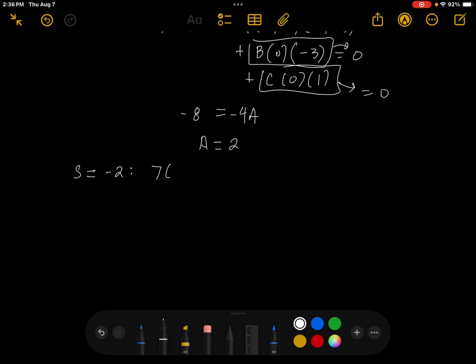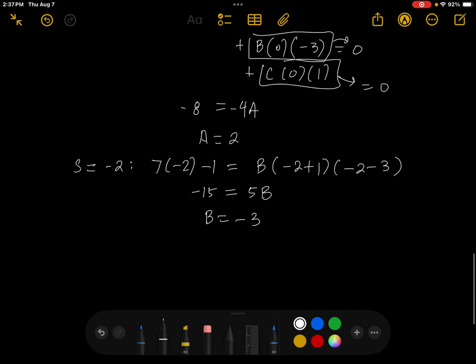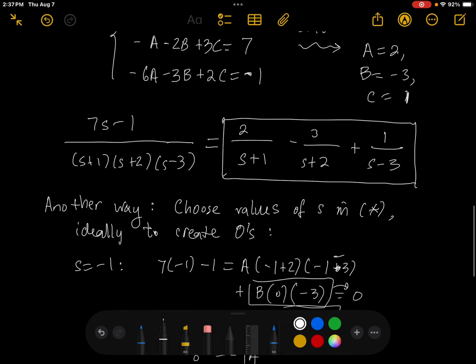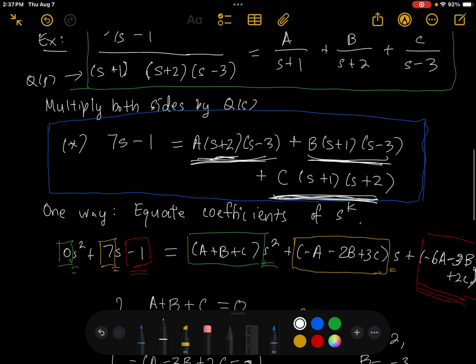That's going to give you 7 times negative 2 minus 1 equals b times negative 2 plus 1 times negative 2 minus 3. And that's going to be negative 15 equals 5b. So you divide both sides by 5, you get b is equal to negative 3. So now we have a and b, and we just need to find c. Now what can we do to figure out c?